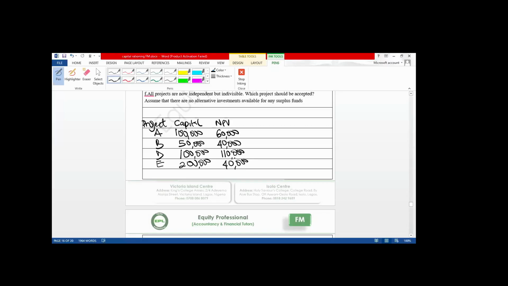If projects are indivisible, you are going to look at all possible combinations of projects that will utilize as much as possible available finance. Don't forget, finance available, 225,000.